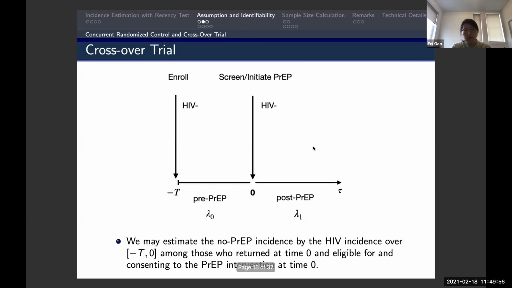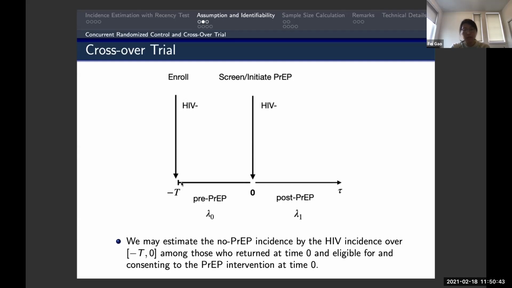So one idea to construct this counterfactual placebo incidence is that we may estimate it by the observed HIV incidence over -t to 0 among those who return at time 0 and are eligible and consenting to the PrEP intervention at time 0. Compared to the concurrent randomized trial, the estimate from the crossover trial may be subject to some potential bias. The first one is that, obviously, we're comparing 2 time periods. So if there are structural time trends over time, then these 2 time periods may not be comparable, and we'll see some bias from there. Another issue is that here we are in a closed cohort setting.